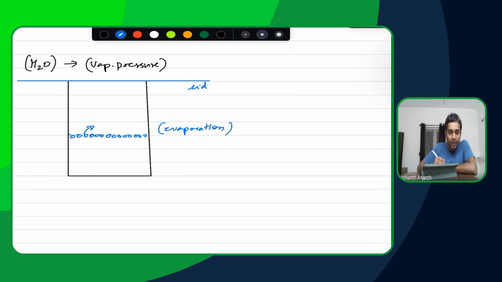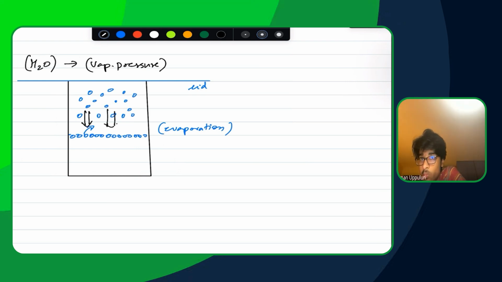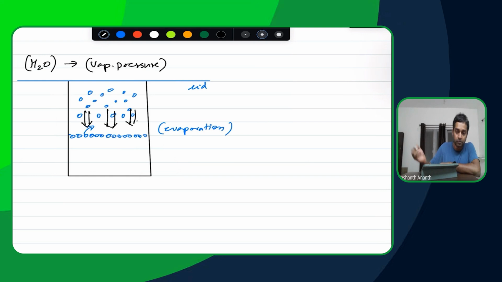When they evaporate off, they end up accumulating in the air in the region above the surface of the liquid. When they get collected on top of the liquid, these gas molecules, or water vapor molecules, start exerting a pressure on top of the liquid surface. That pressure that they exert is what is called vapor pressure.